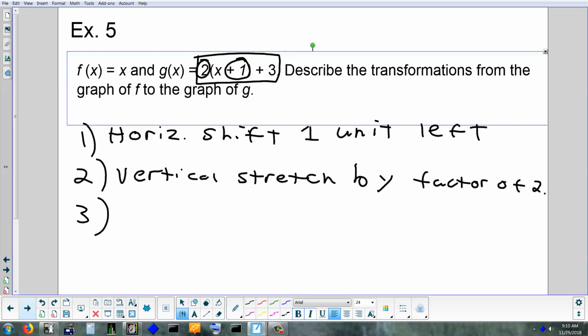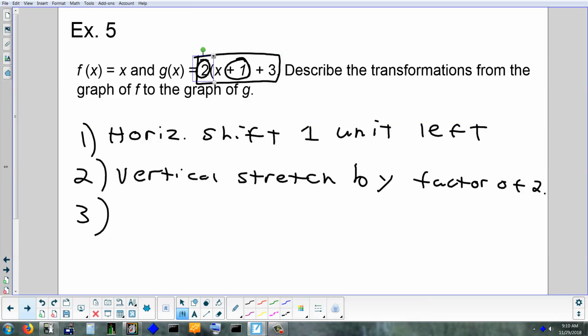All right, 2 transformations left to look for. What's the next thing after a vertical stretch? Vertical reflection. Do I have that? No. For a vertical reflection, I would need a negative on the outside, right next to the number in front. I don't have it.